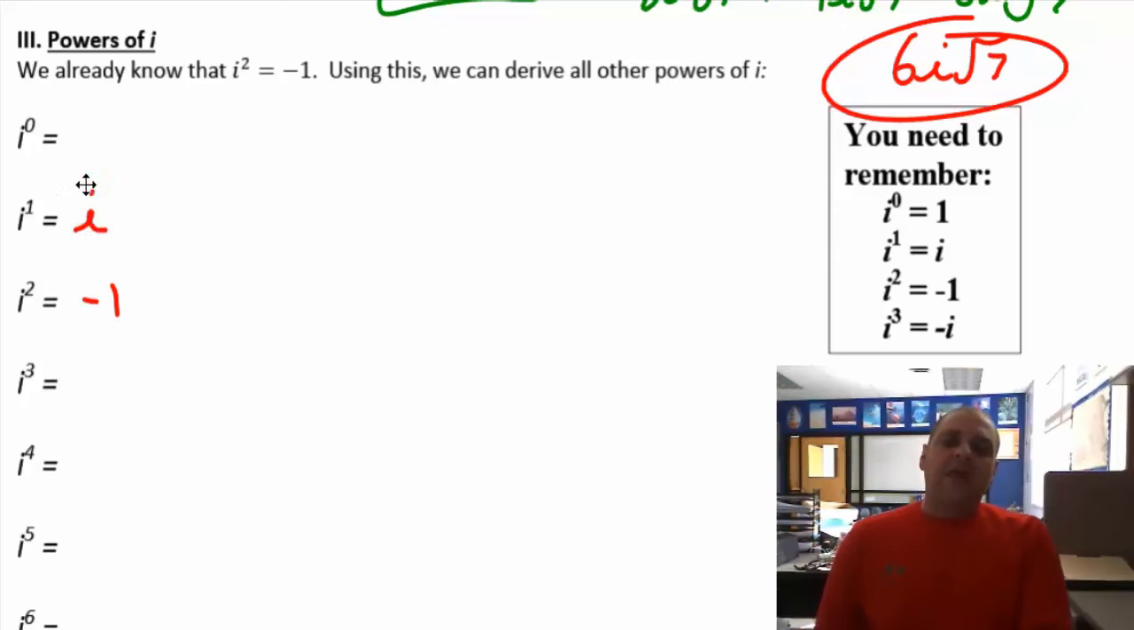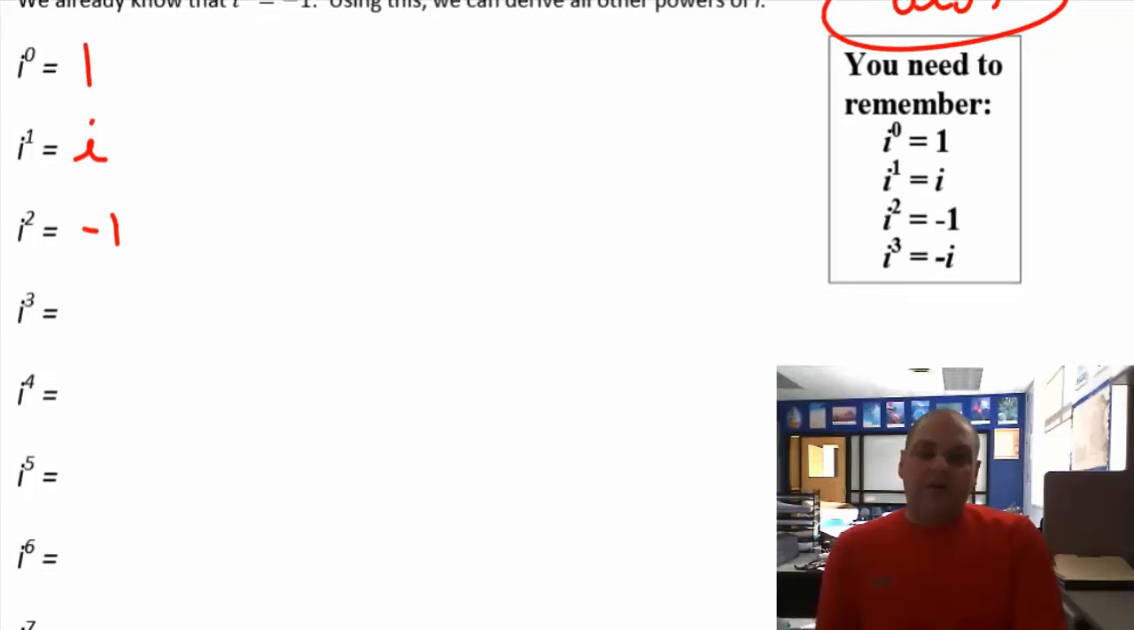That's pretty obvious. I to the 0, well, anything to the 0 power is 1. You should have learned that at some point in your math career, and if you didn't, you're learning it now. I to the 0 power is 1. I to the third, okay, I to the third can be represented by I squared times I to the first, because you add exponents when you multiply. So I squared is negative 1. I'm making a substitution. And then I to the first is just I. So that's going to give us negative I.